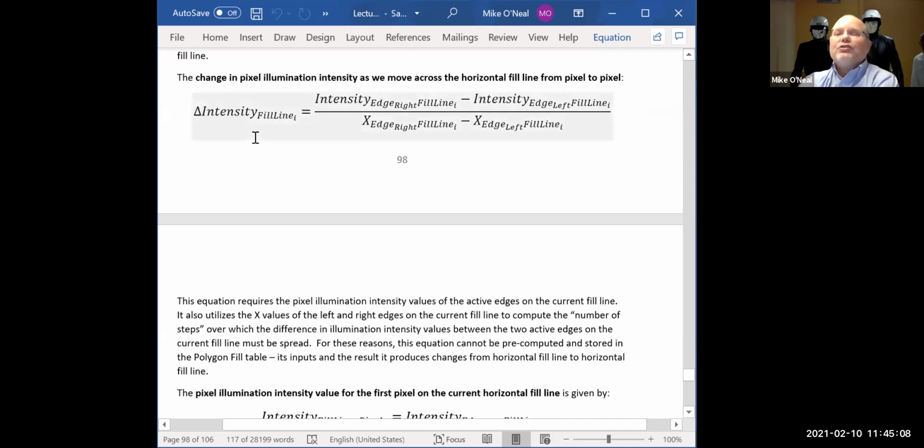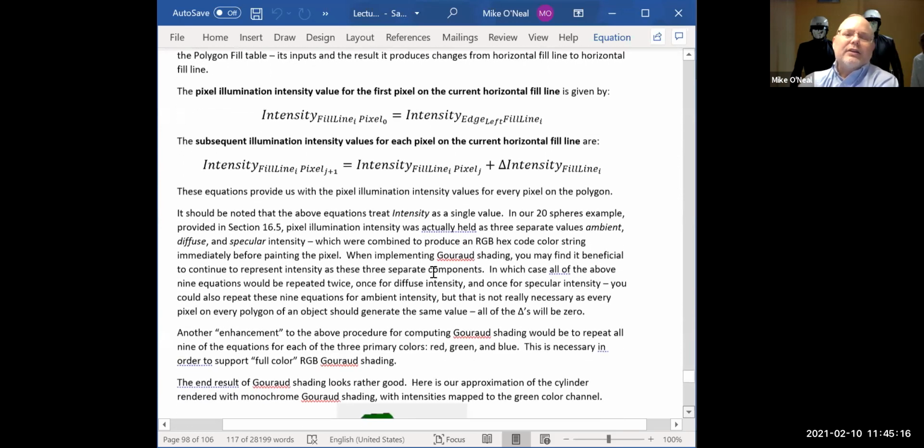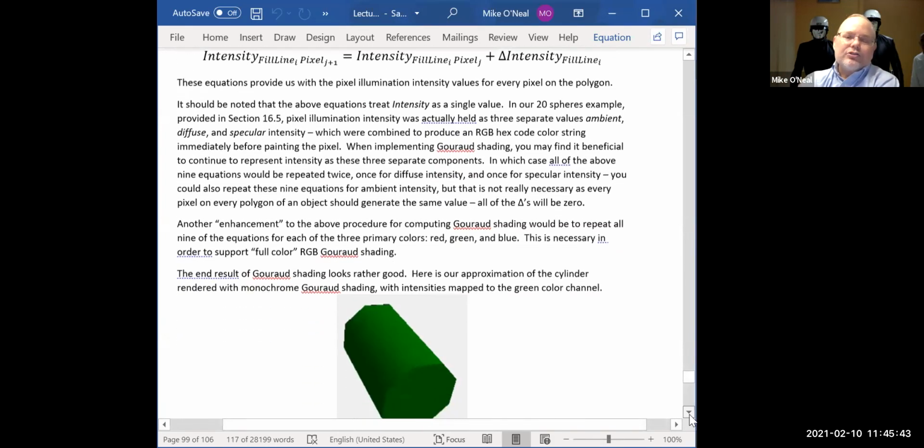Do the division. That gives you how much you change at each step. Now that I know how much the intensity changes at each step along the fill line, all I need to know is what do you start at? Well, you start at the intensity, whatever it was on that fill line at the left edge. And then how do I get my next intensity value? Well, take my previous intensity value on that scan line, add to it what the delta is along that scan line, and that gives you the next one. It's a bilinear interpolation, exactly what we did for Z. And that's all there is to Gouraud shading.